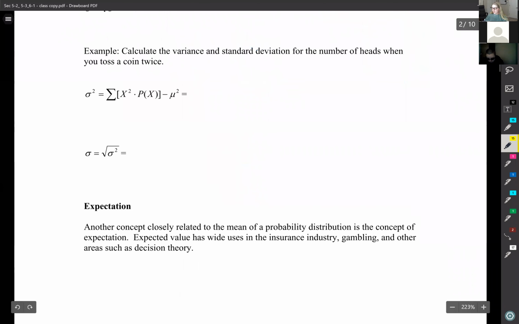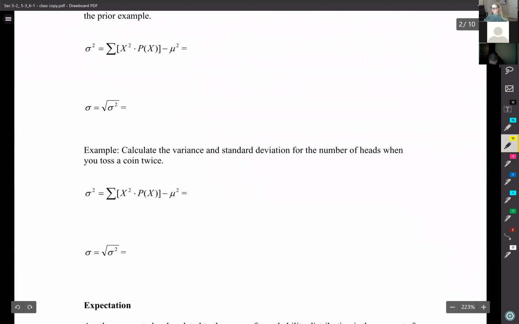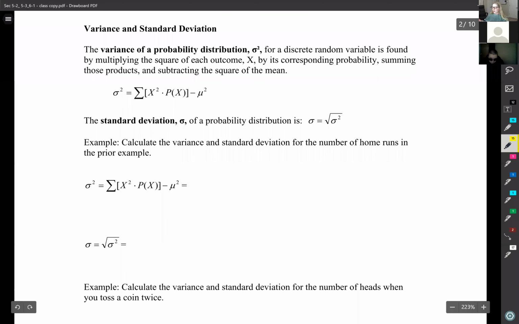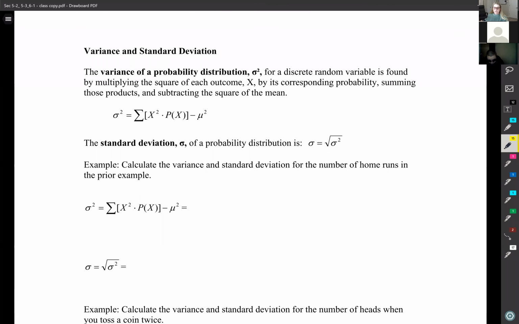Now we're going to get into variance and standard deviation, which, at least in my opinion, I think calculating variance and standard deviation with a probability distribution is nicer than what we did before. And it's not too different than what we just did, actually. So let's talk about it, and then we'll do some examples.